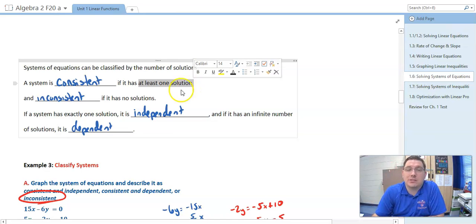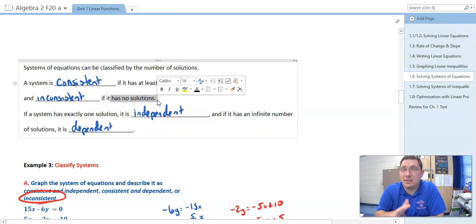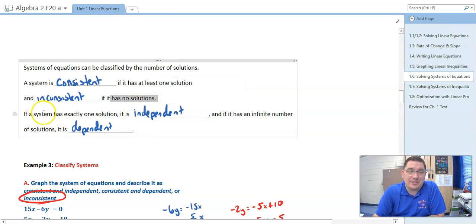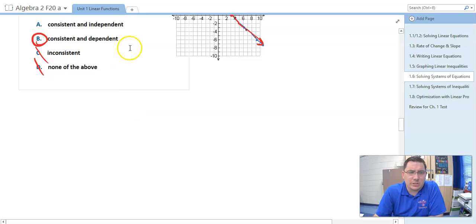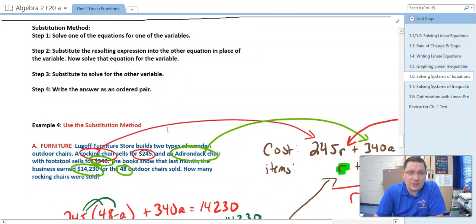An inconsistent system is one that has no solutions, meaning the only type of system that's inconsistent is one where the lines are parallel. And remember, if a system has exactly one solution, it's consistent, but we'll also use the word independent, right? And if it has infinitely many solutions, then it is consistent because it has at least one, but it's dependent because there are infinitely many, okay? And so we looked again at some more examples of how to classify those.